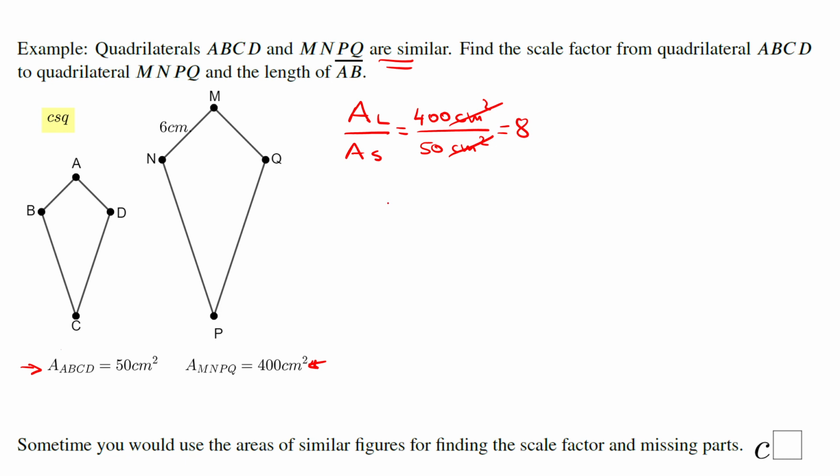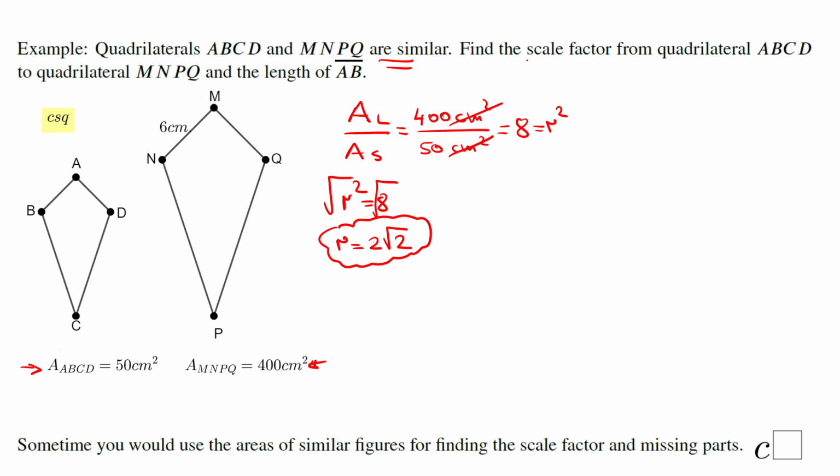So that is what? That is r squared. Very important. This is r squared, the ratio of the areas. So for finding r, we need to take the square root. And that will be the square root of 8. We just need a positive one, which can be simplified as 2 square root of 2. Or if you need to evaluate, just grab the calculator. This is the ratio of the sides, the scale factor.